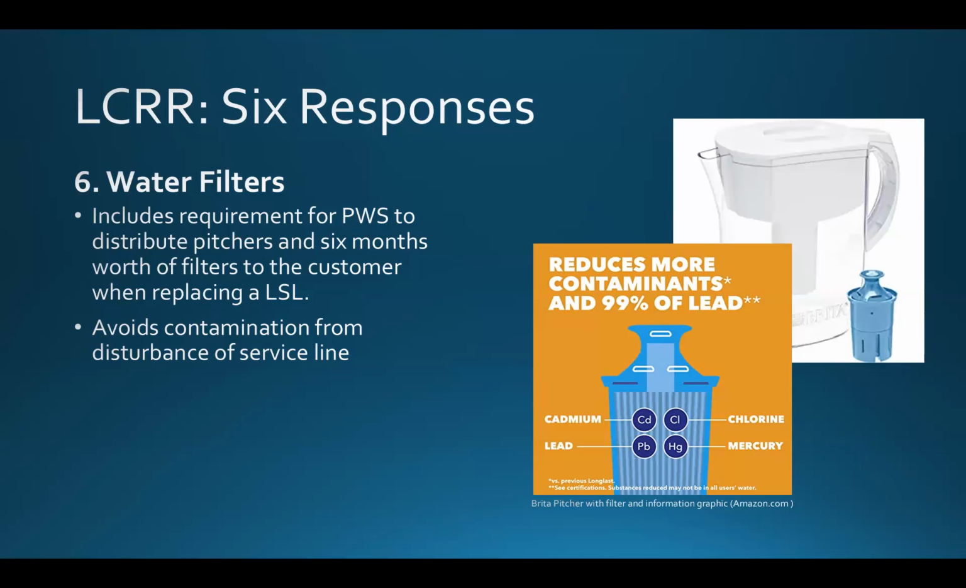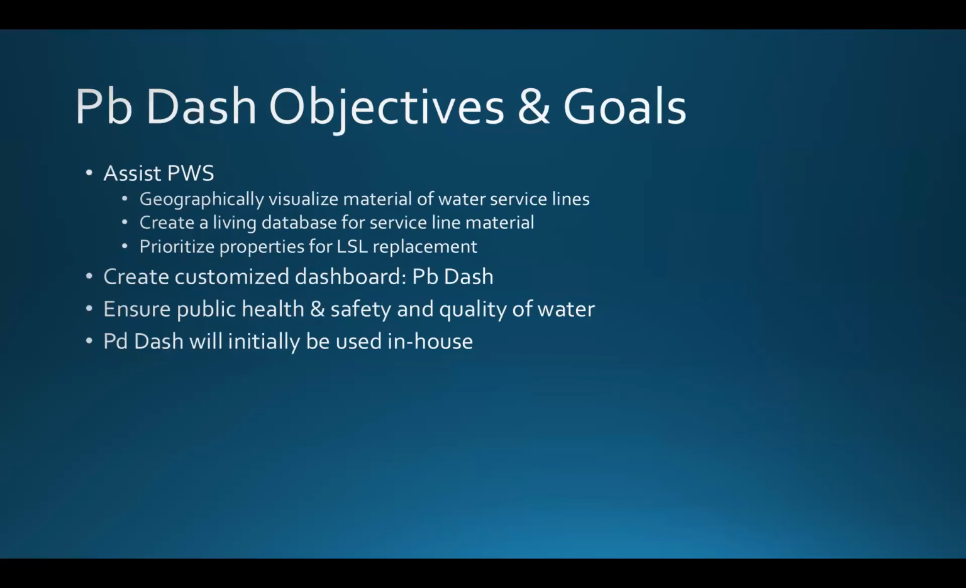after construction. So overall, the lead and copper rule revision outlines some really admirable goals, and it's long past time we set this goal as a collective, but we need the tools to get there. So this is where PB Dash comes into play. This project will assist public water systems in 3 important ways.